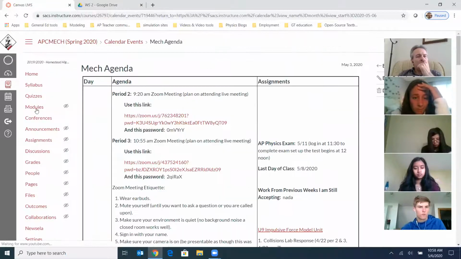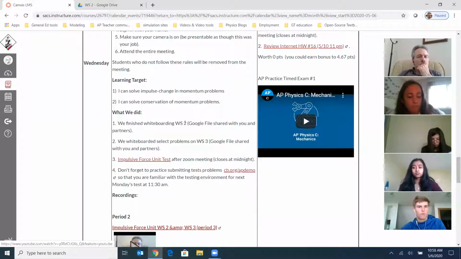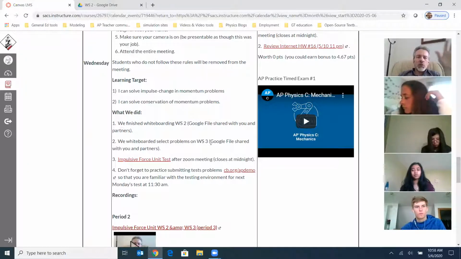Okay, so today we are going to be whiteboarding worksheet 2, and I just shared worksheet 3 with you as well, which is we're looking at impulse, momentum, and conservation of momentum. And we just saw that momentum is conserved, assuming there's no outside force that would cause an impulse, like friction or something like that.